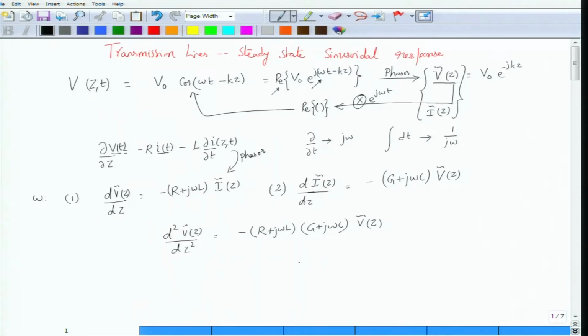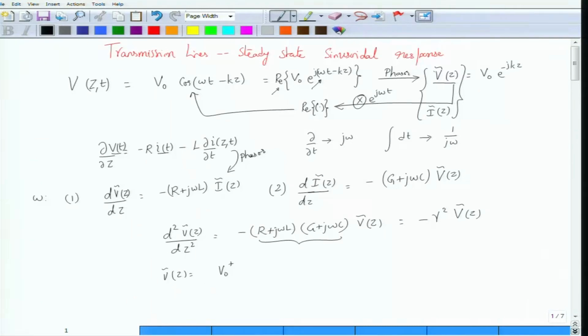There is a convenient shorthand notation for this one. We call this, the most popular symbol that we use, gamma. This shorthand notation says that this is some complex gamma, and this gamma square is equal to (r plus j omega L) into (g plus j omega C) times V of z. Clearly this second order differential equation has a solution which will consist of both forward going wave as well as backward going wave, right.